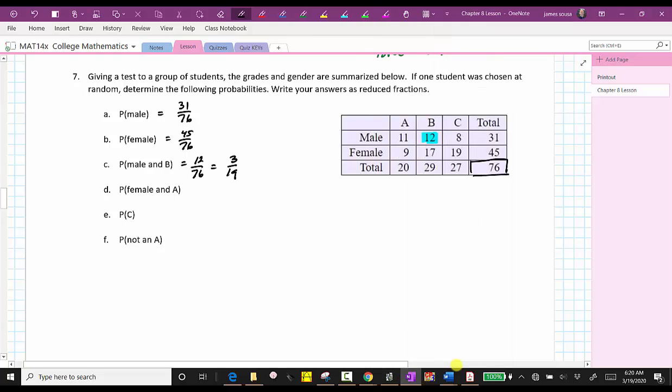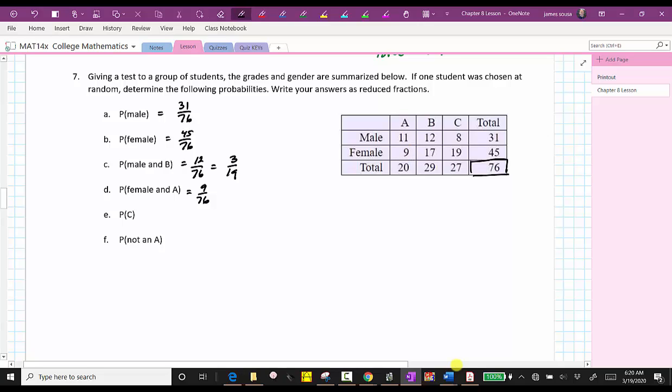Next, we want the probability of selecting one student, and the student is female and has an A. So of the females in this row, notice 9 of them got an A, and therefore the probability of female and A is 9 divided by 76, which does not simplify.